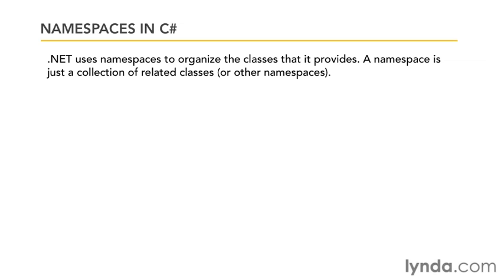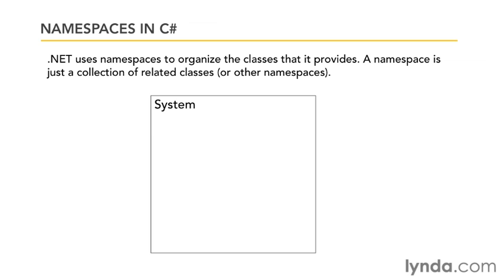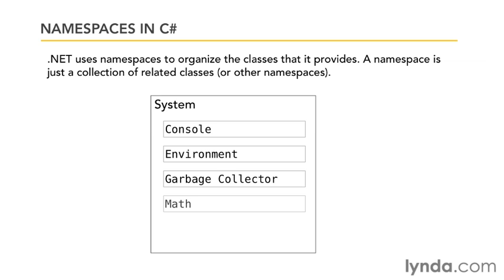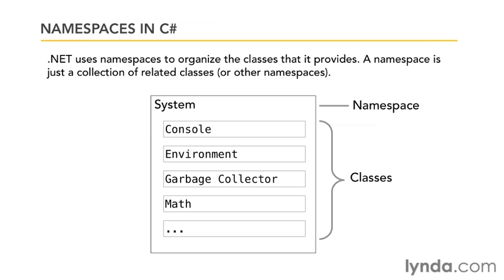And .NET uses namespaces to organize all the classes that it provides for you. Essentially, it's a way of naming related classes and other namespaces within the namespace such that you can group them together into logical formations that make sense for various pieces of functionality. To take an example, .NET provides a namespace called System, which we will be using a lot in this course. And inside System, there will be classes such as Console and Environment and Math and so on. So each of those little boxes there represent classes, and the keyword System represents the namespace.